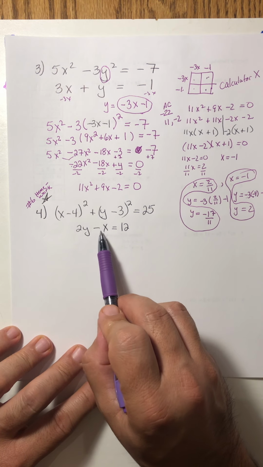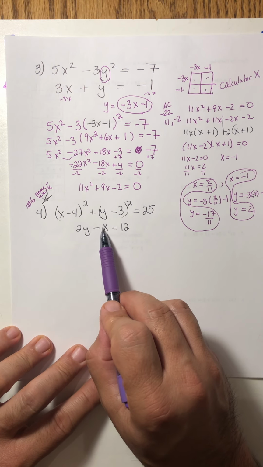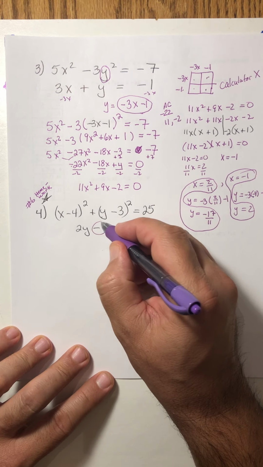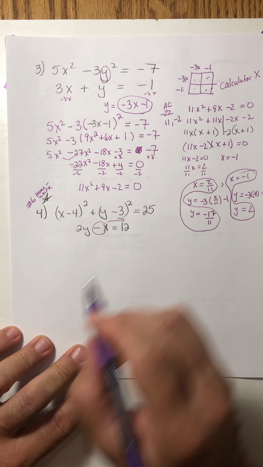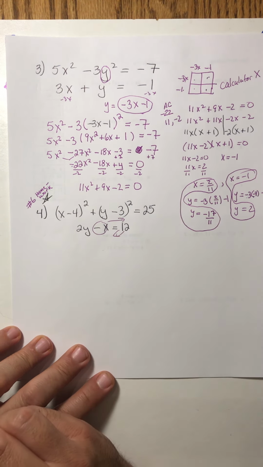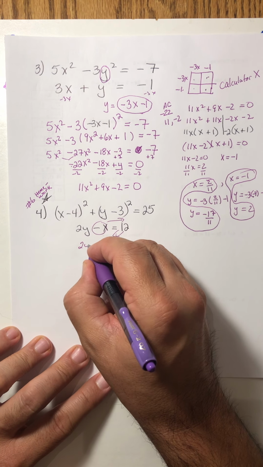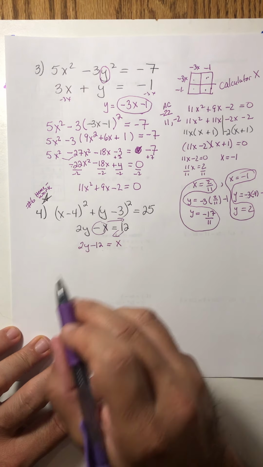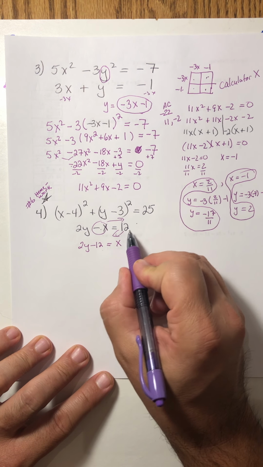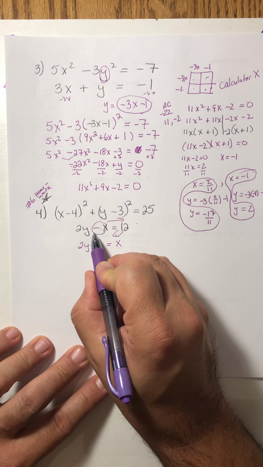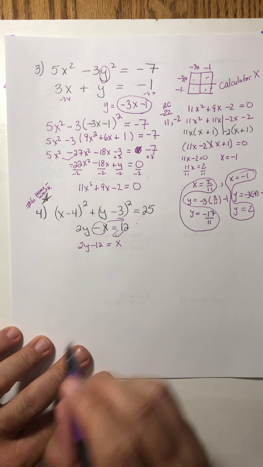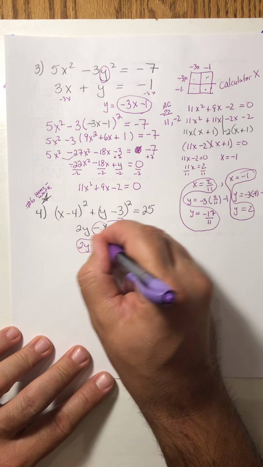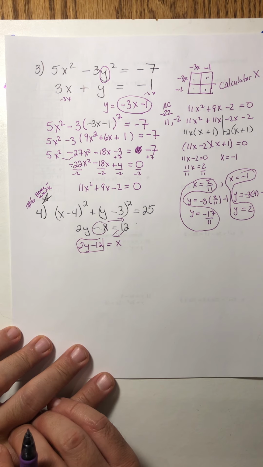There's a negative 1 in front. Well, in order for me to make it a positive 1, I'm going to take this negative x and move it to the right. And this 12, I'll move to the left. So we have 2y minus 12 equals a positive x. In other words, I added x to the right, I subtracted 12 to the left. There. Now I got x equals.